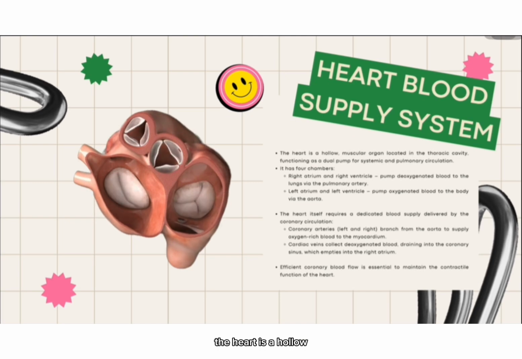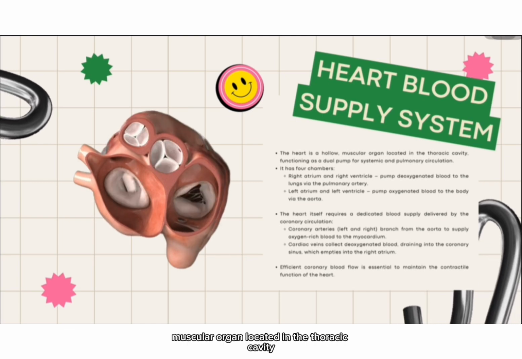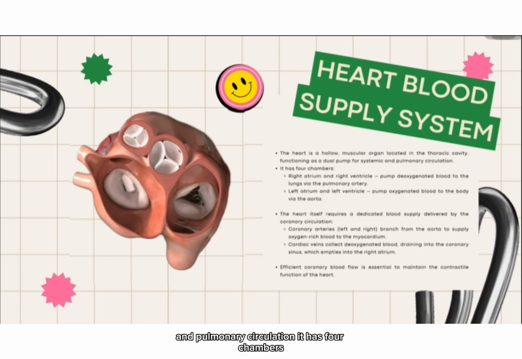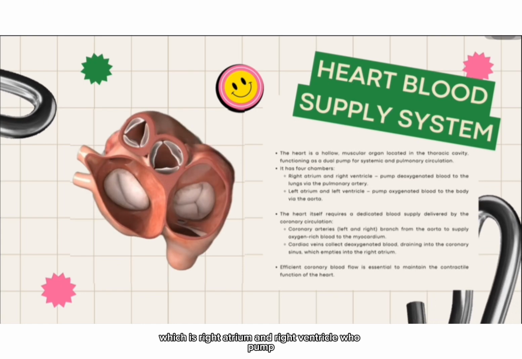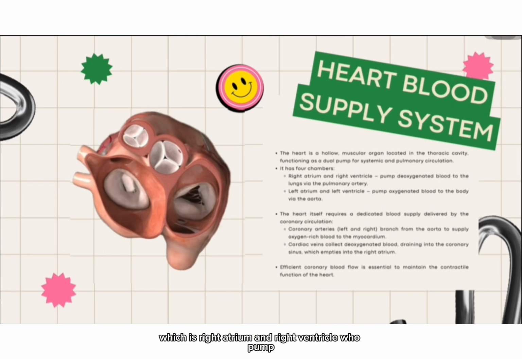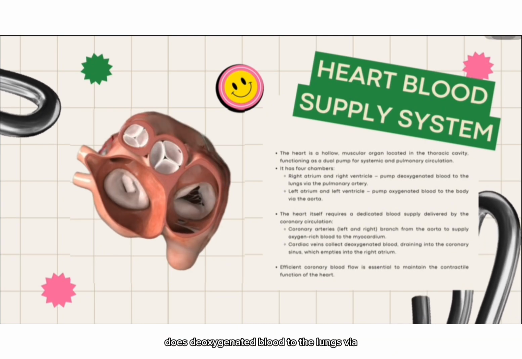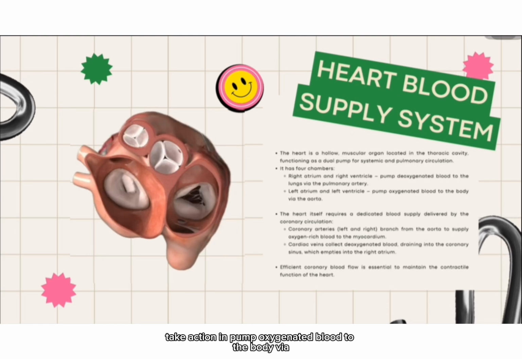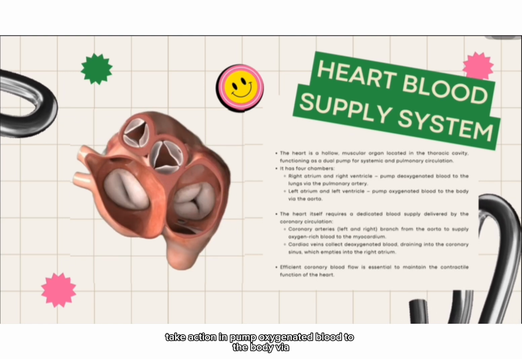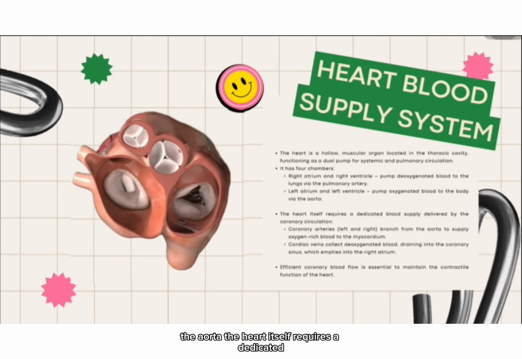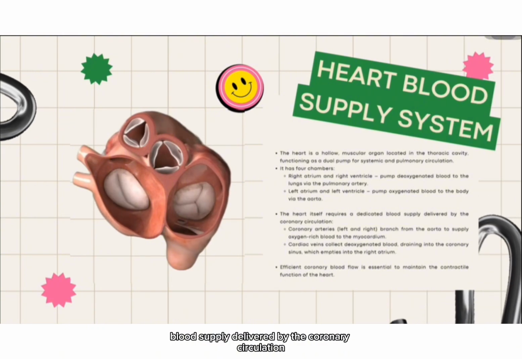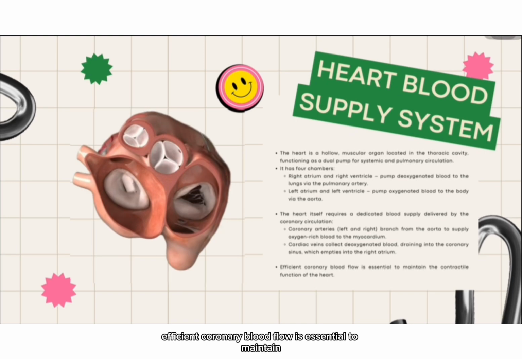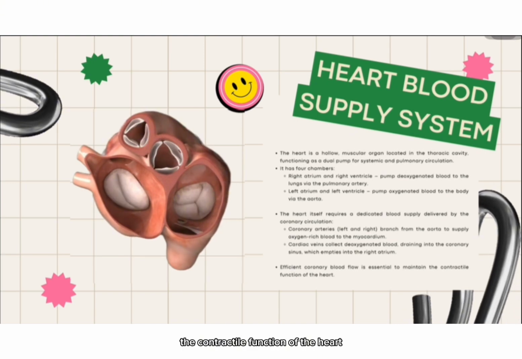The heart is a hollow, muscular organ located in the thoracic cavity, functioning as a dual pump for systemic and pulmonary circulation. It has 4 chambers. The right atrium and right ventricle pump deoxygenated blood to the lungs via the pulmonary artery. The left atrium and left ventricle pump oxygenated blood to the body via the aorta. The heart itself requires a dedicated blood supply delivered by the coronary circulation. Efficient coronary blood flow is essential to maintain the contractile function of the heart.